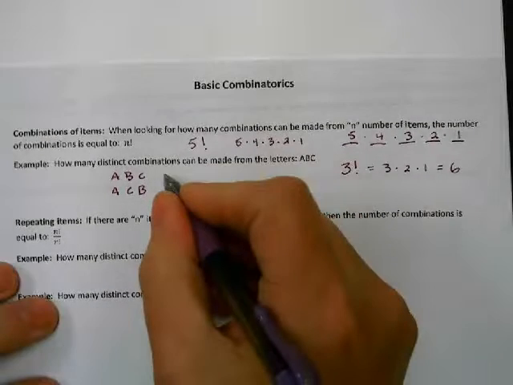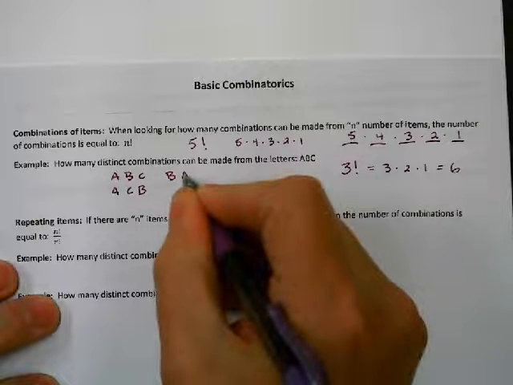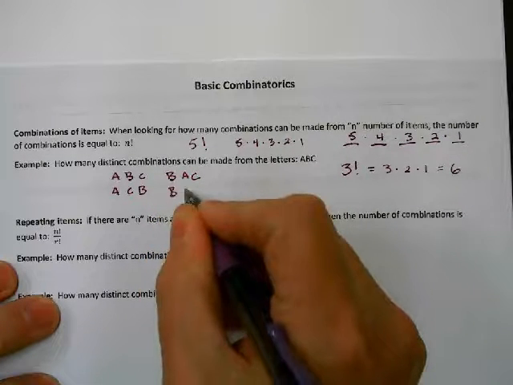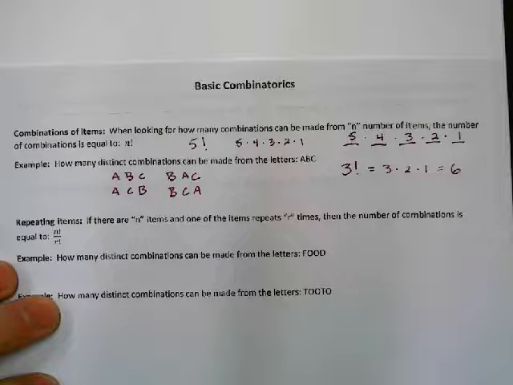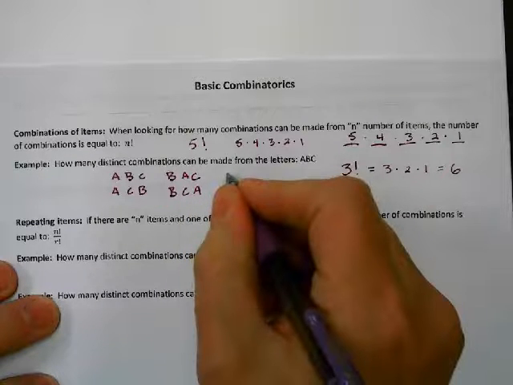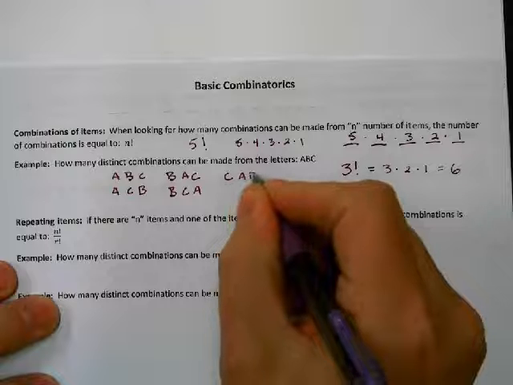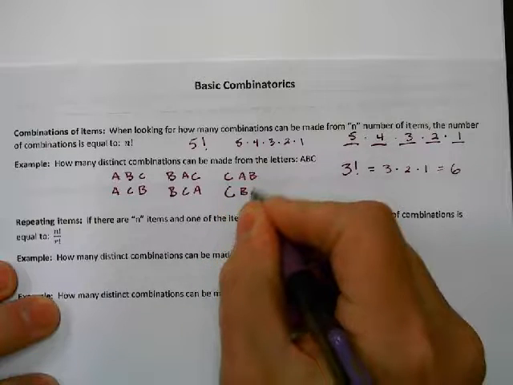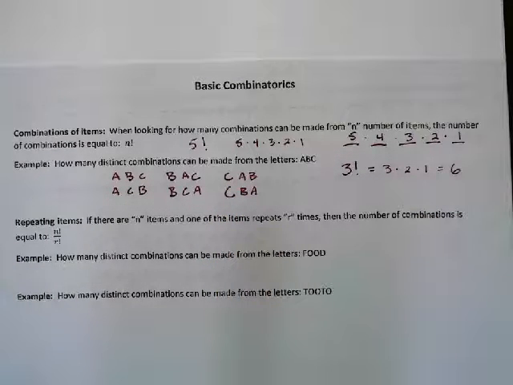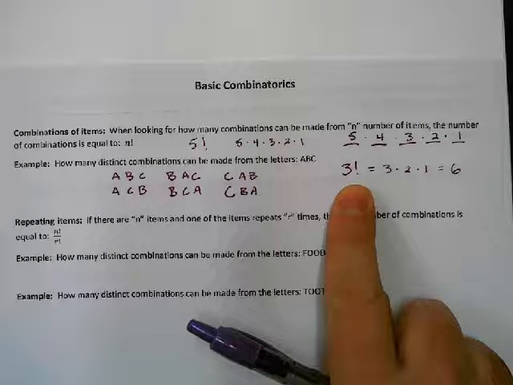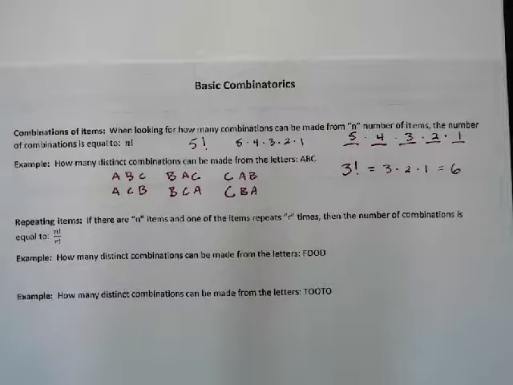And then you can do the same thing with B. You could start with B and then have A and C, or you could start with B and then do C and A. And then that's all the combinations with B as the starting letter. And you've got C could be A then B, and then C could be B then A. That's all the combinations that you could make from 3 distinct items. And there's 6 combinations there, which we knew was going to happen because it's 3 factorial. All right. So if you've got 10 items, then there are 10 factorial ways to rearrange those 10 items.